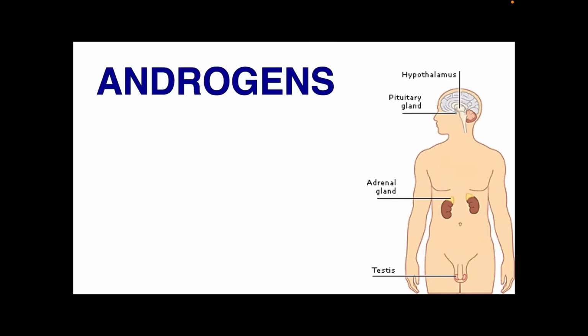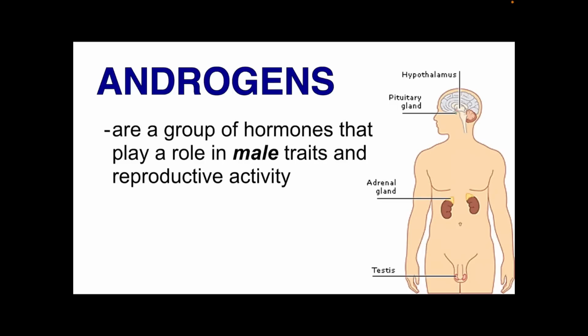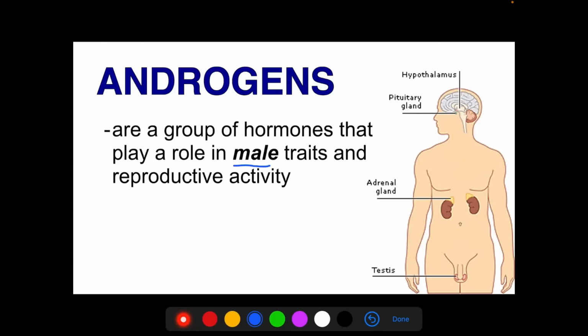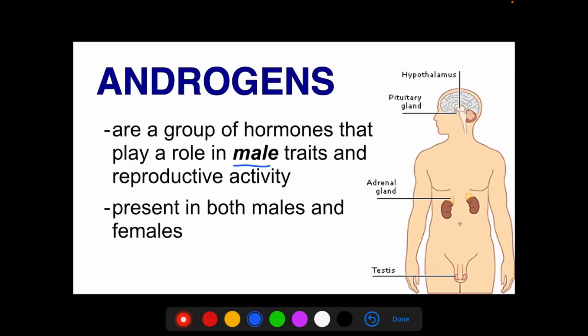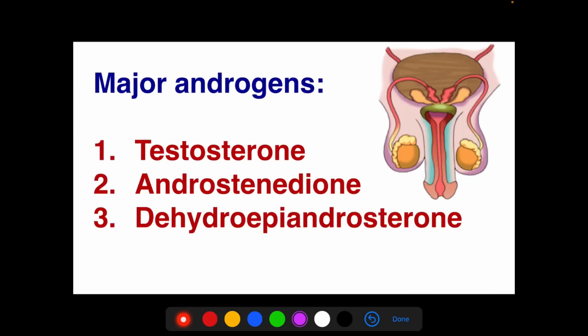Now let us have the androgens. These androgens are a group of hormones that play a role in male traits and reproductive activity. Although these are considered male hormones, they are present in both males and females. These are the major androgens: testosterone, androstenedione, and dihydroepiandrosterone. And take note, these are present in females.